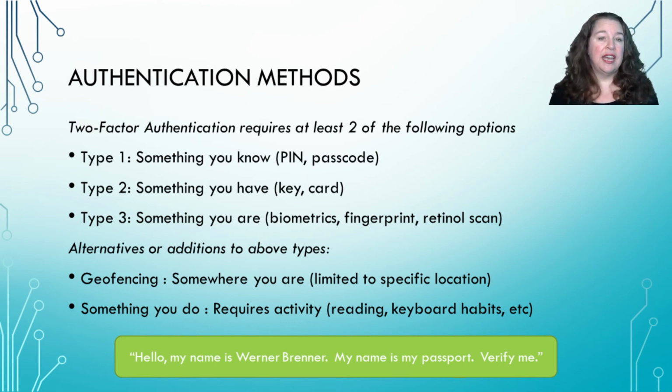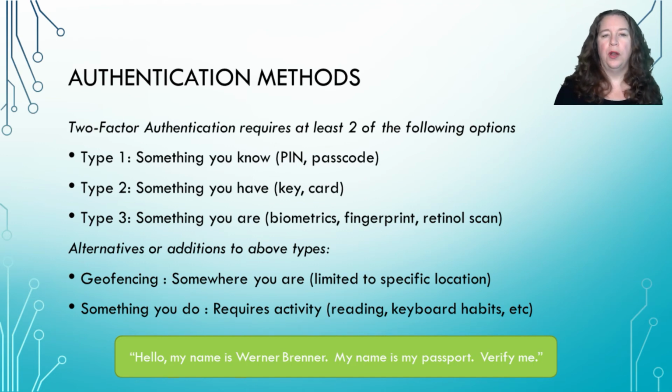In addition to that, we've added a couple of alternatives or additions. The concept of geofencing refers to somewhere you are, limited to a specific location. The only way you can log in is if you are in this specific geolocation. So we can use geolocation software to figure out where you are. And if you are not there, you cannot get in. So we're locating it based on where you are by putting up a geolocation fence around a location saying that's where you're allowed to get in.